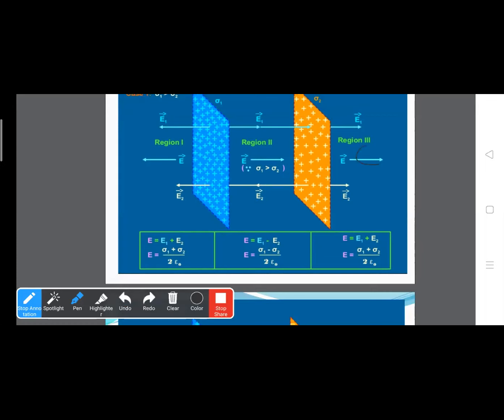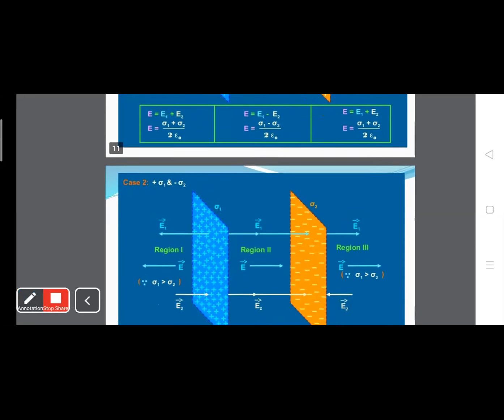Now, electric field at point C. So the electric field due to plate 1 is in this direction, and the electric field due to plate 2 is also in the same direction. Okay, so both will be in the same direction. So the electric field at point C will be equal to the sum of the electric fields of the two plates. So we can add these two electric fields, and we found E equals sigma 1 plus sigma 2 upon 2 epsilon naught.